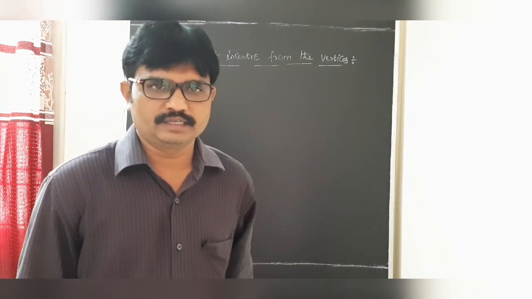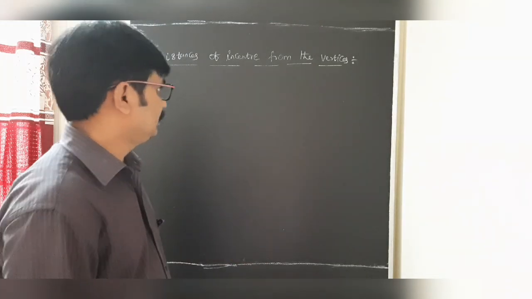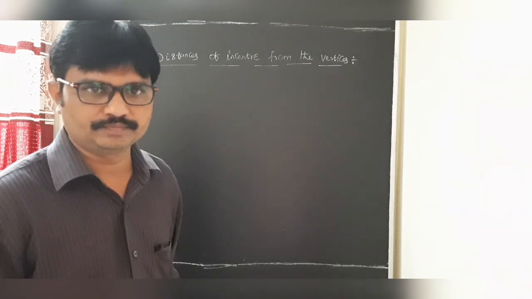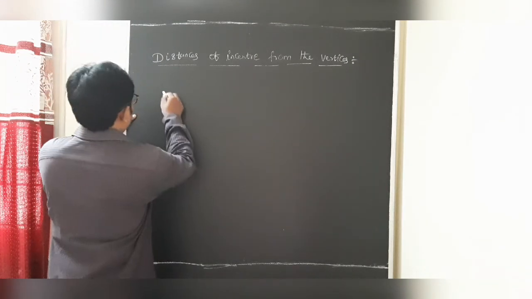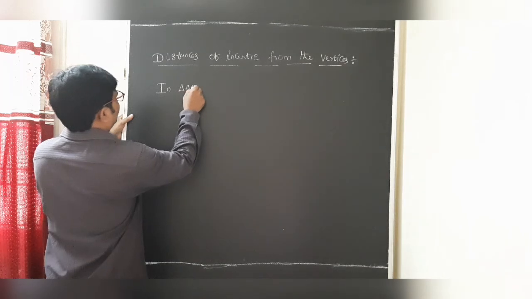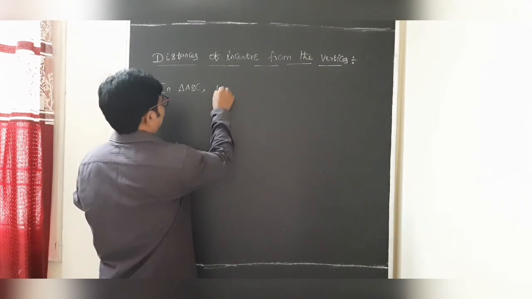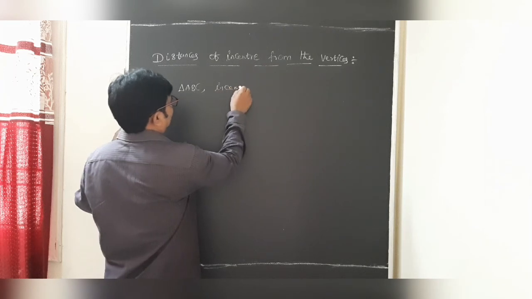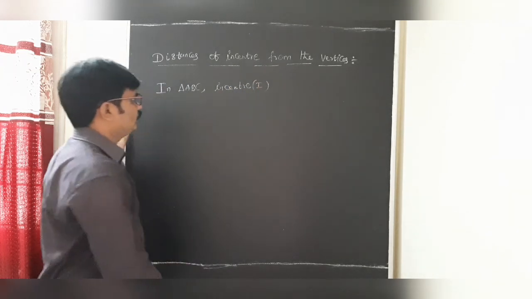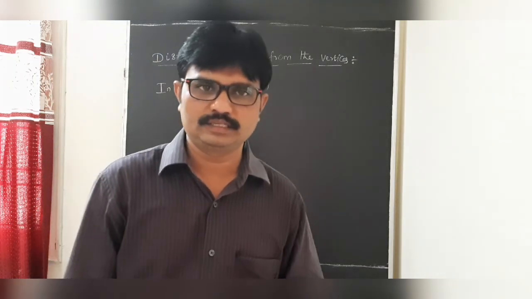Today we are going to discuss the distance from the vertices to the incenter and the excenters. Okay, students, right now, in a triangle ABC, the incenter is the small I. So now we have to find the distance from the incenter to the vertices.